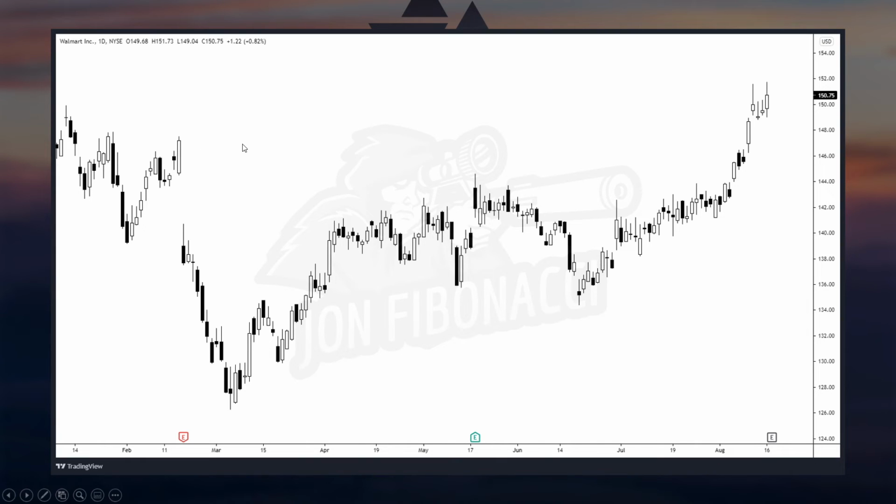All right, and Walmart's a little bit different than most other stocks, not just because it's Walmart, but the fact that it's also a part of the Dow Jones. So that to me does make it a little bit more significant versus other stocks that are not in the Dow or the NASDAQ. Okay, so there it is. But this is what it looks like.